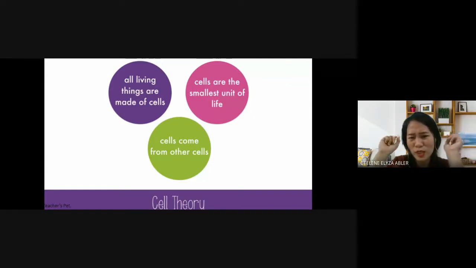Nagtataka ka, bakit naisip nila ganun? Kasi, nauna ang animals because they are moving, and they did not consider plants as living noong unang panahon because they are not moving at all. So ang ibig sabihin, only animals were with cells and plants do not have any cells. Hanggang sa nagkaroon tayo ng microscopy because nag-develop si Robert Hooke ng microscope niya. So we have those na mga theories.